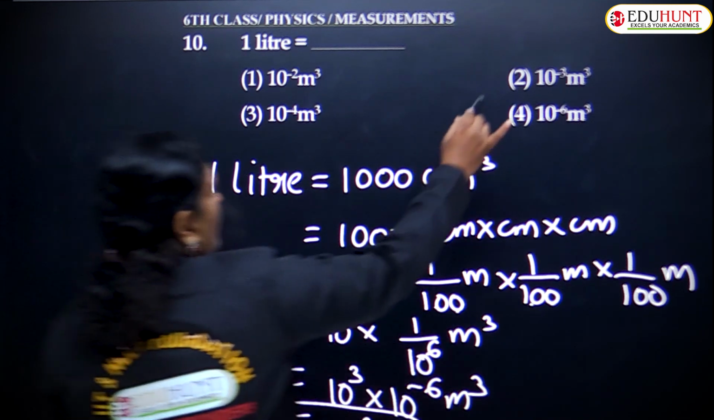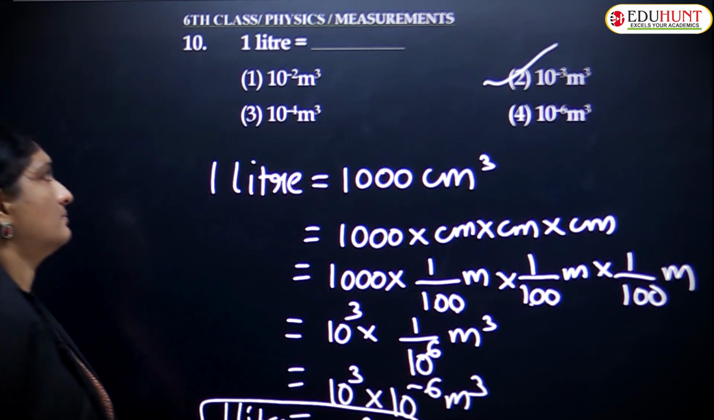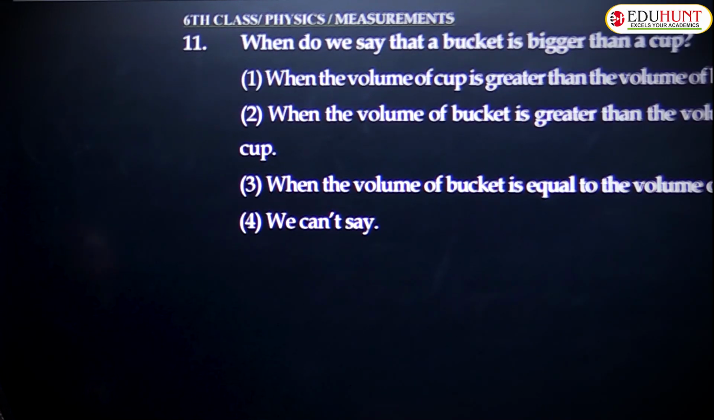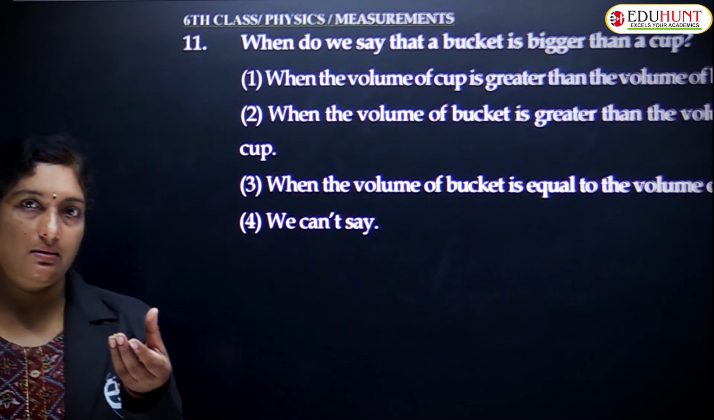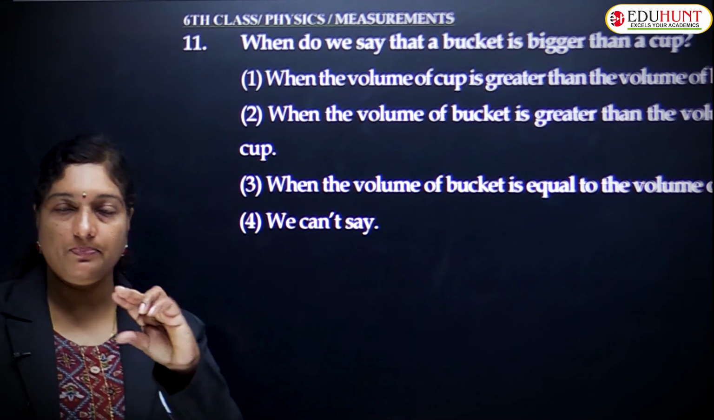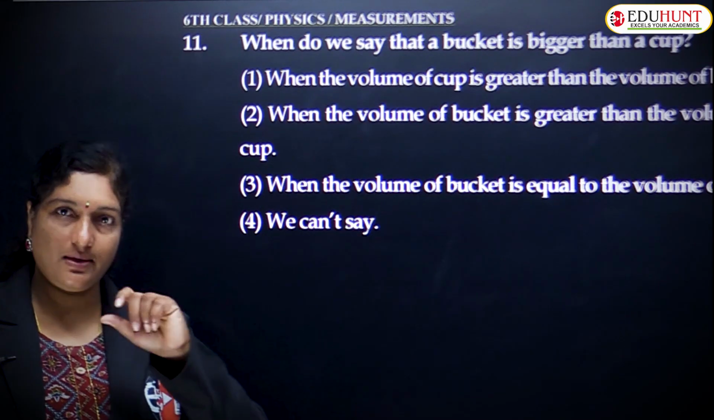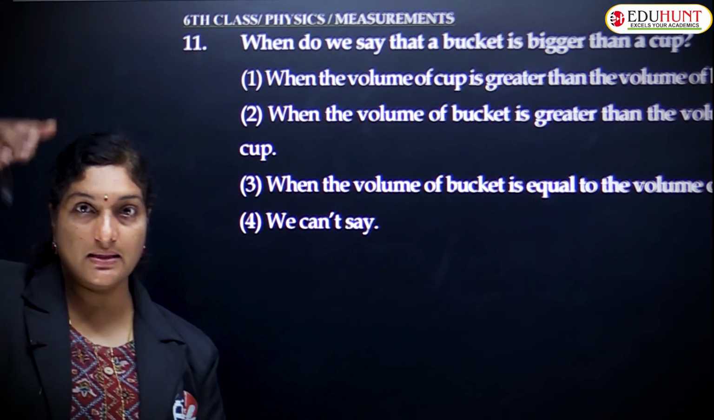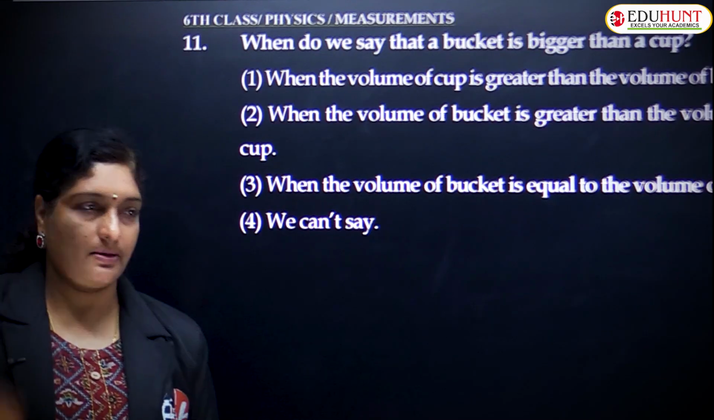Where is the answer? Here it goes. Okay, children. Next. When do we say that a bucket is bigger than a cup? You know, a cup has this much volume. Tea cup, everything. Boost and Horlicks will be drinking. This much cup. A cup is a small portion. A bucket means this much, a big container.